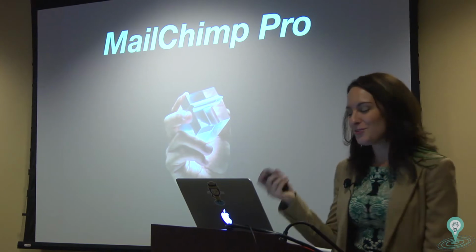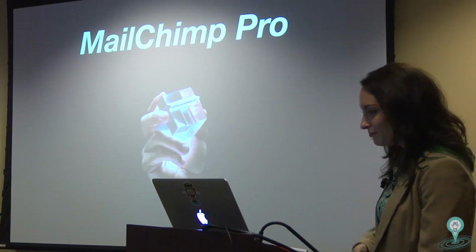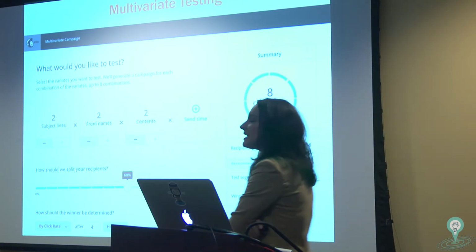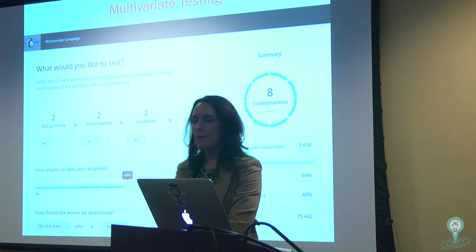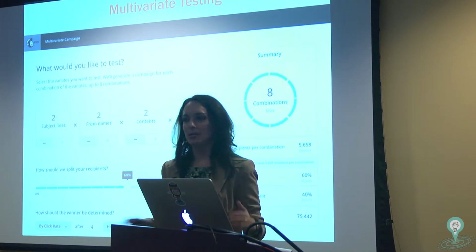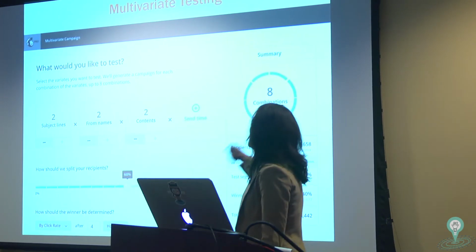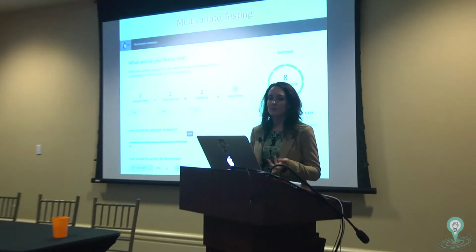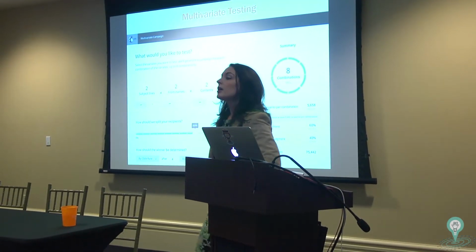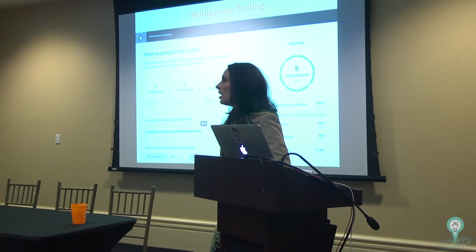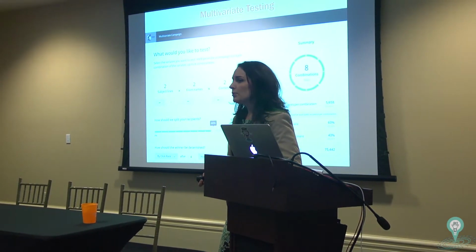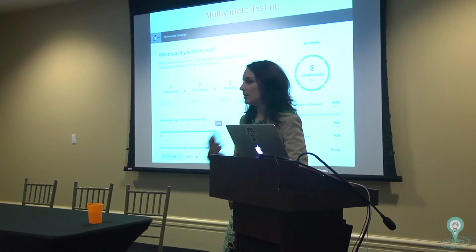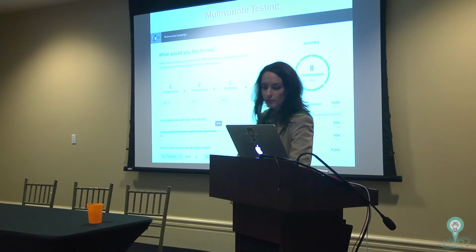And just to share some of the things that made it into MailChimp Pro, multivariate testing. So this is like A/B testing on steroids. Instead of testing an A version and a B version, you can test up to 8 combinations of variates, including subject line, from name, send time, and also content. Content was a really big one that people wanted. Subject line's always been the most popular, and it still is, but content is not far behind.